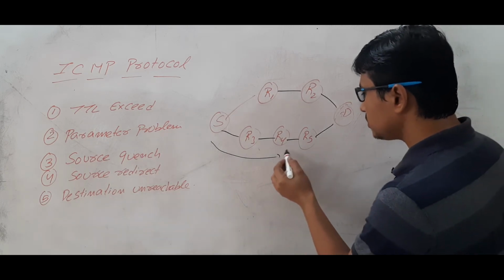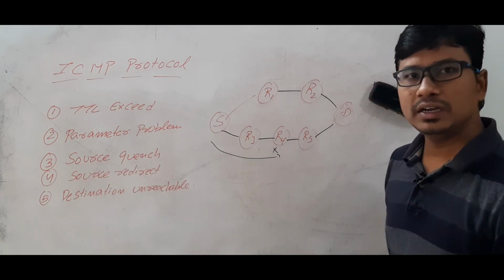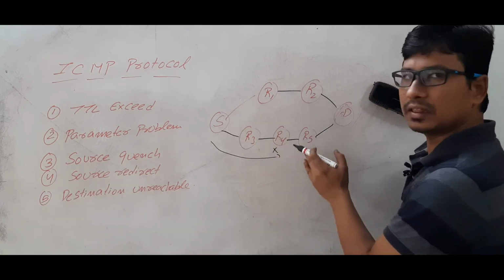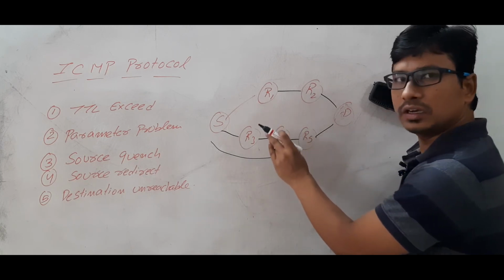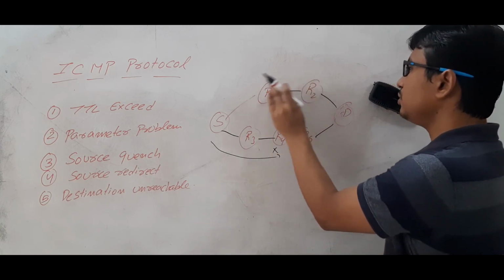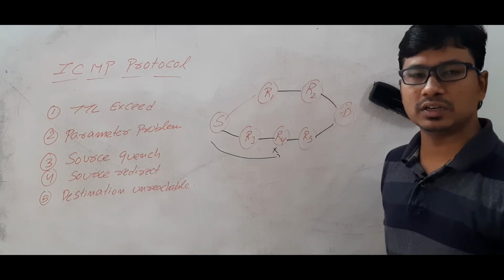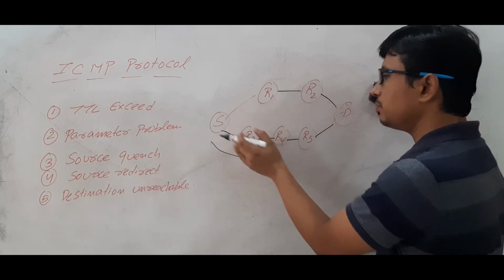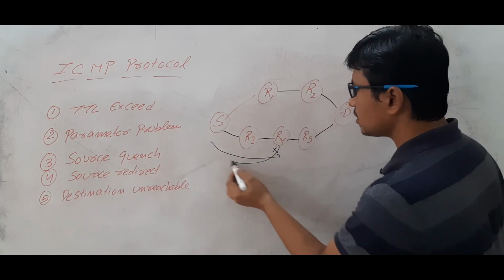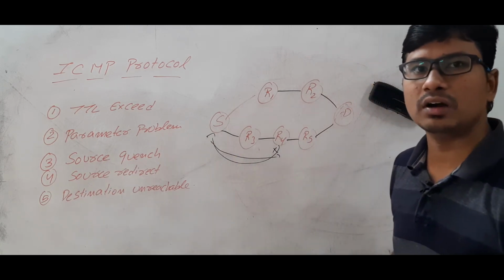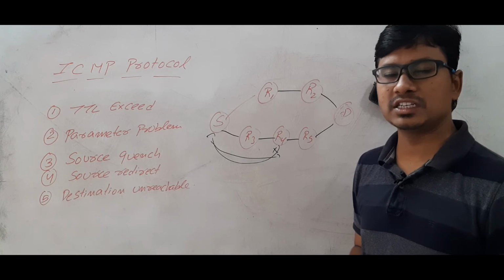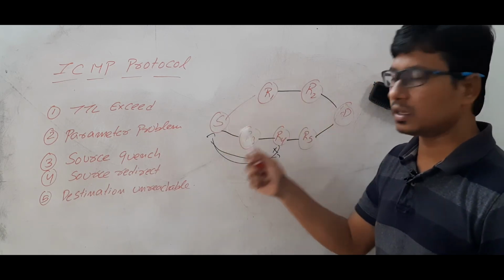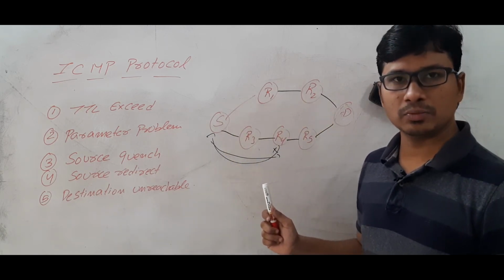When it is received by some router R4, it understands that this path is lengthy. It knows that to reach the destination, if you use this path, you can reach more quickly, or with fewer hops, as compared to this one. This information router R4 can send to the source. The next time, the source will use this path instead of this path. Are you able to understand?